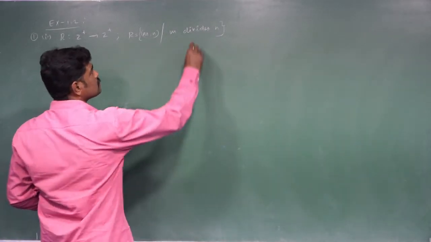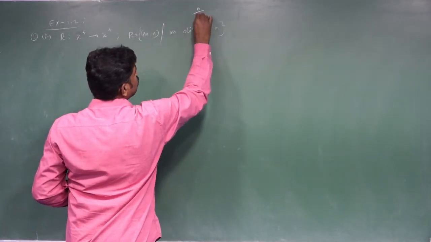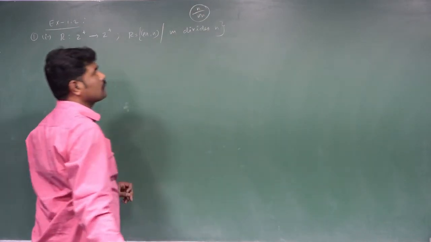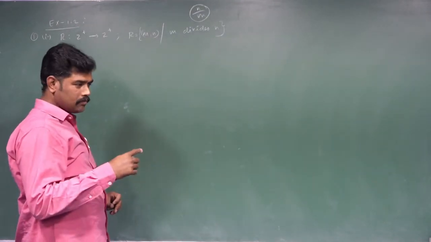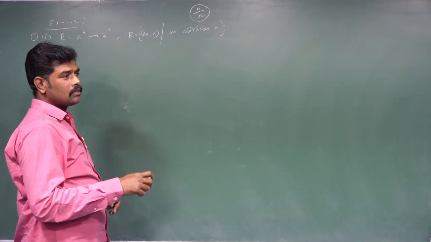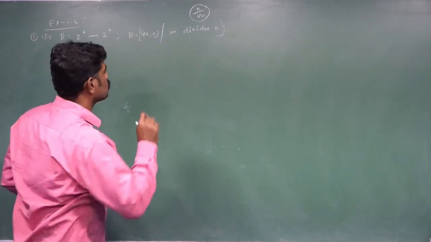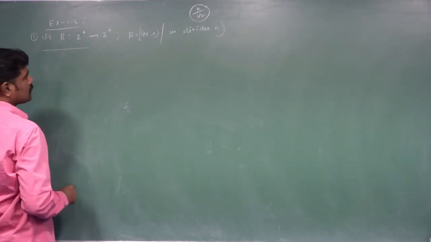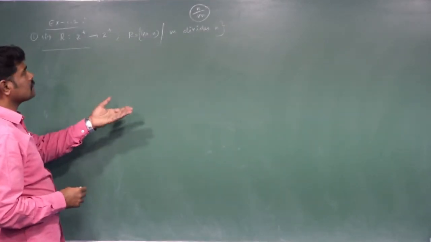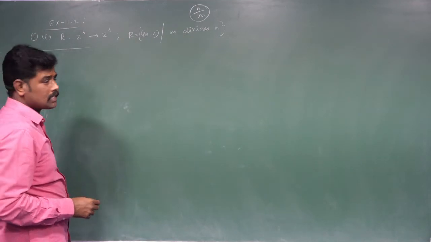M divides n is nothing but n by m. M will divide the value n, the remainder should be 0. This is the condition here. This is a relation. Under this relation, we are going to verify which properties it satisfies.